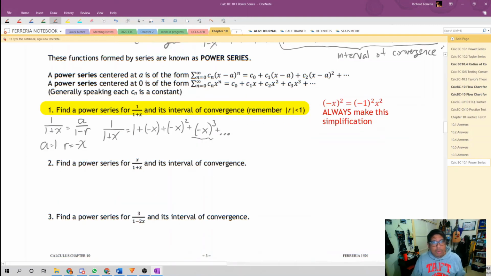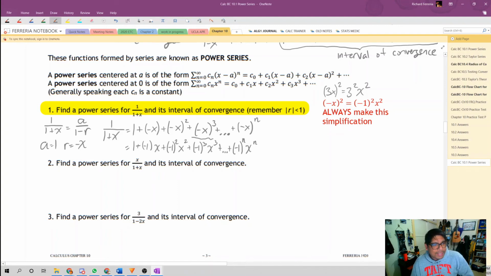To make this work, we're always going to make the simplification where, for example, negative x squared is the same thing as negative 1 squared multiplied by x squared. Also, I'm seeing it in the future, but if we have something like 3x, the whole thing squared, that's the same thing as 3 squared multiplied by x squared. So we're always going to want to unlock the x part from this ratio.